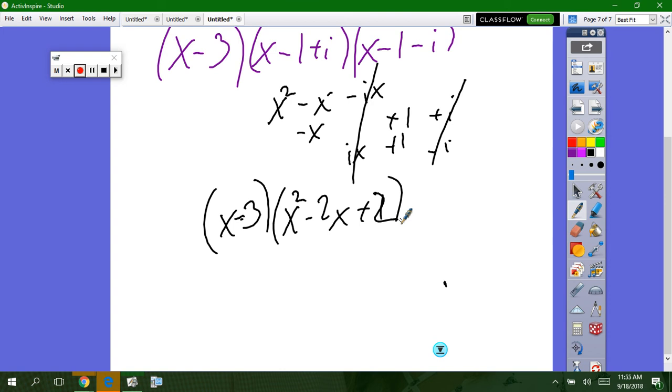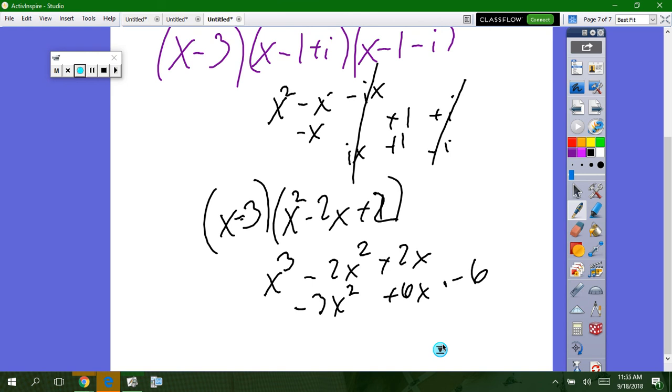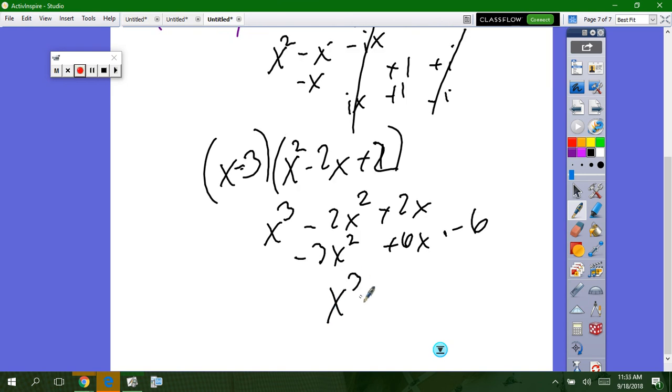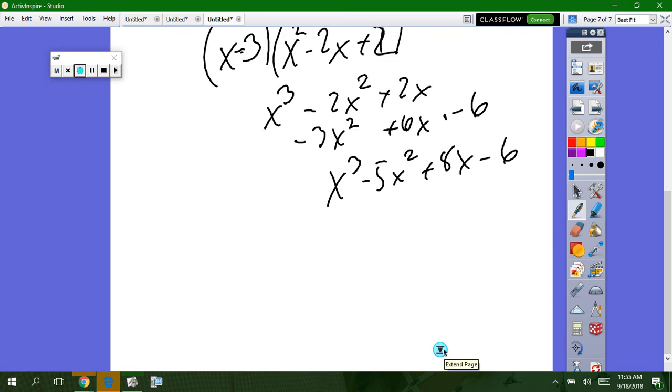X times x squared minus 2x squared plus 2x minus 3x squared. I'm just busting through now. Plus 6x minus 6, which is x cubed minus 5x squared plus 8x minus 6. Is there a lot of opportunity to mess up there, though? Yeah. How can I check to make sure that's good to go?